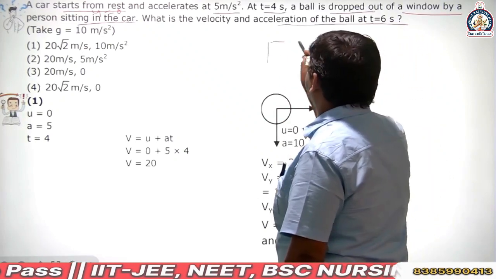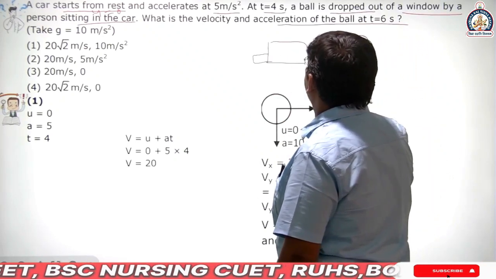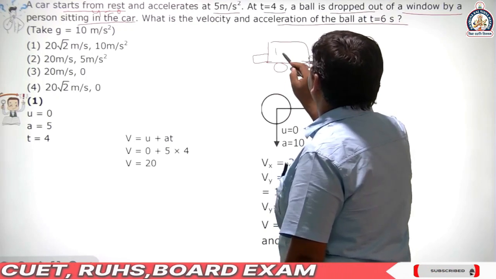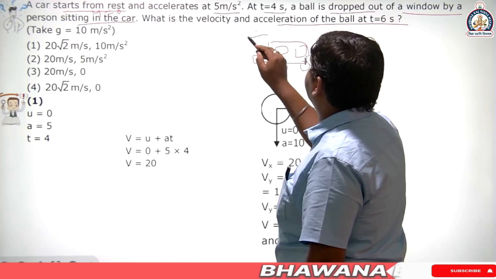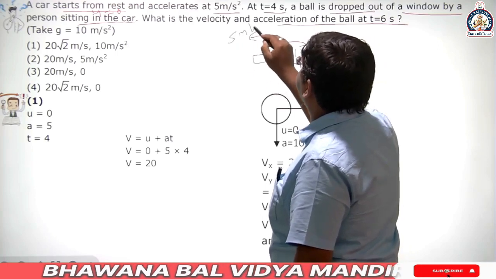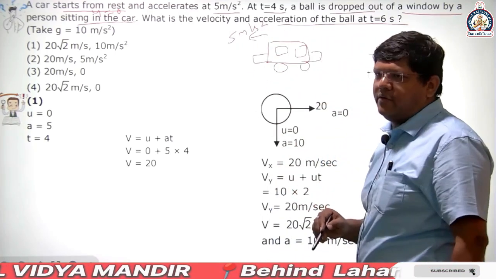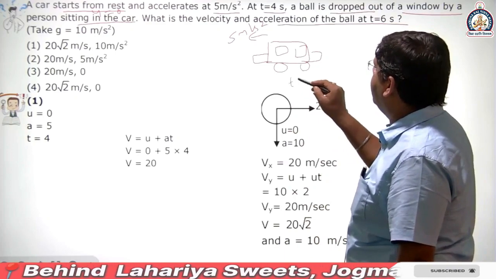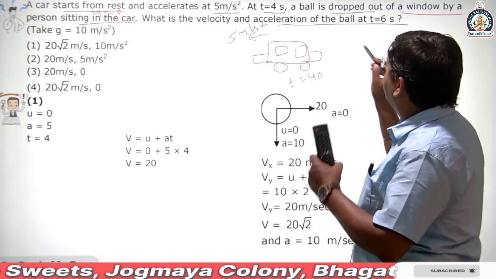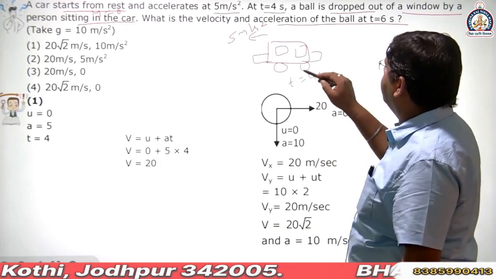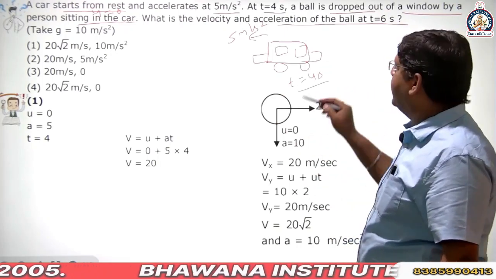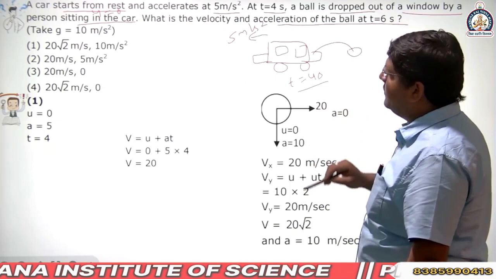We can simply draw a diagram and understand what the question says. This is the car. The car is running with an acceleration of 5 meters per second square. According to the question, at t equal to 4 seconds, a ball is dropped from the window by the person sitting in the car. The ball is dropped at 4 seconds. So the ball is dropped in this manner.